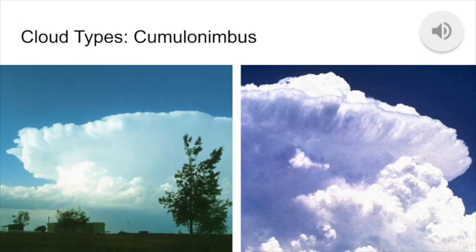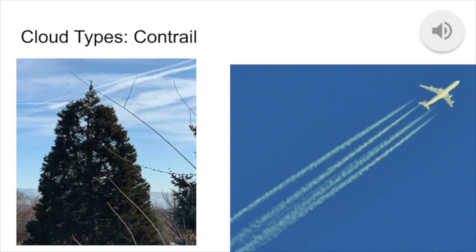Cumulonimbus clouds are a type of cloud that is tall, dense, and associated with thunderstorms and other intense weather. Contrails are condensation trails, or clouds formed due to the exhaust of a jet aircraft.